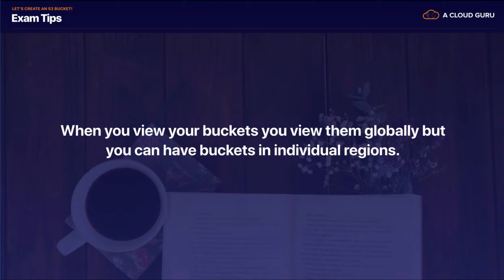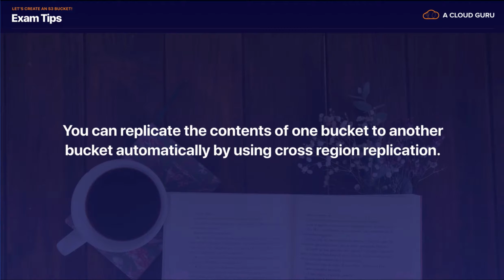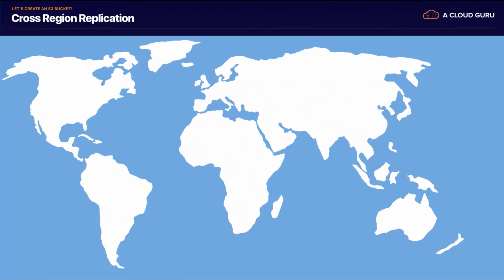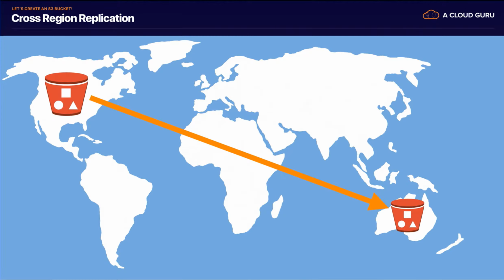When you view your buckets, you view them globally, but you can have buckets in individual regions. So we saw that we had a global view of S3, but when we actually create our buckets, they're created in individual regions. You can replicate the contents of one bucket to another bucket automatically using cross-region replication. So we have our bucket in Northern Virginia. We can replicate the contents of that bucket over to Sydney.